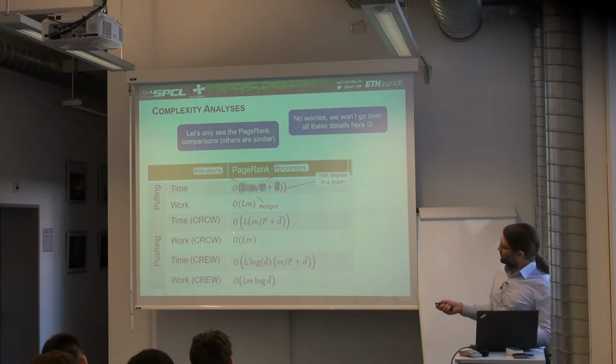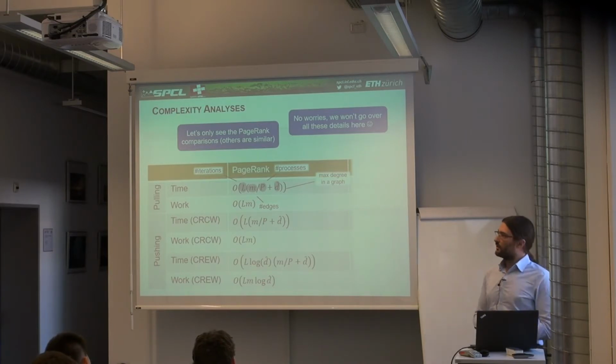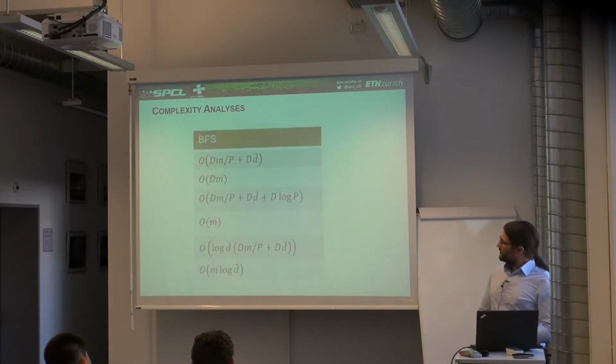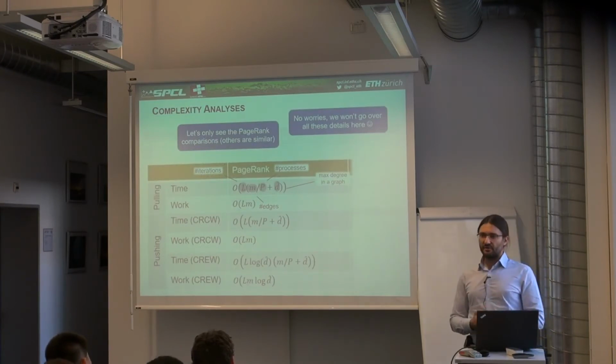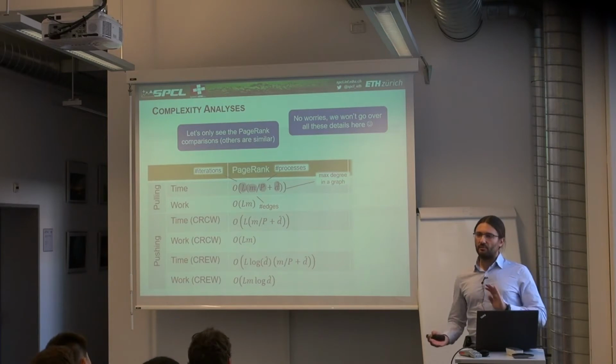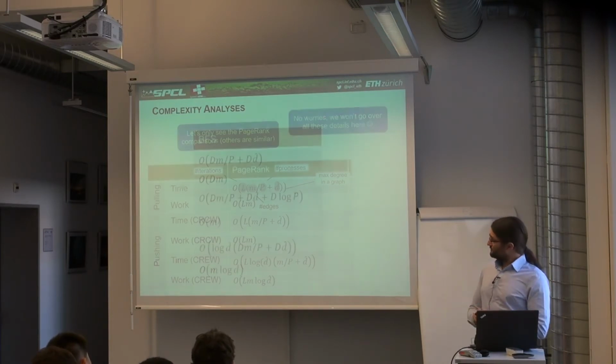For pushing differs from pulling in both the metrics by the logarithmic factor, which stands here for the fact that we cannot really do these parallel writes in O(1) time. So this is the result that tells us the only difference for PageRank is coming from these parallel writes that we have to do in pushing.